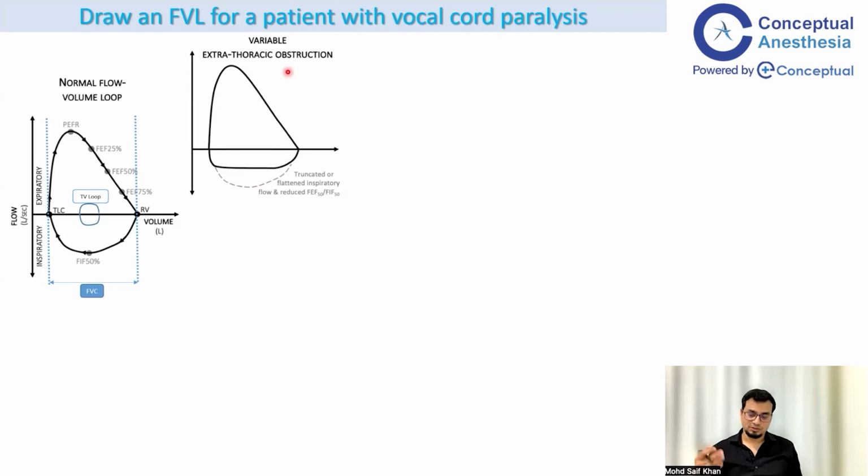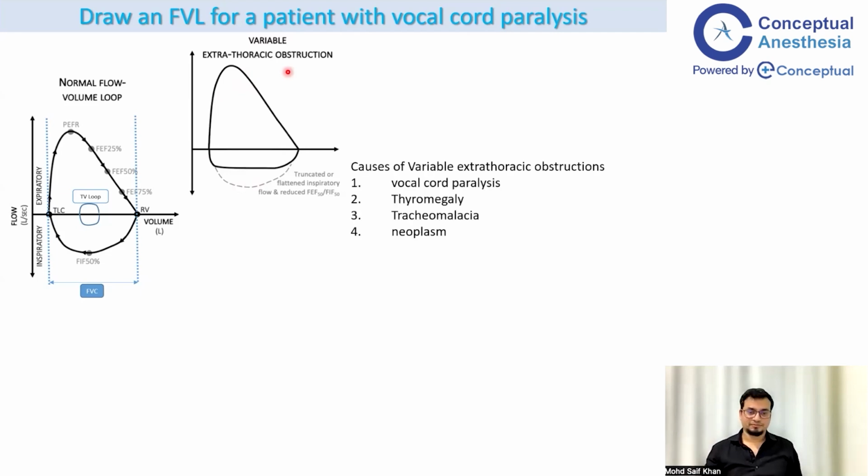So what are the various causes of extrathoracic obstruction? Vocal cord paralysis is one of the causes. There can be thyromegaly, tracheomalacia. Tracheomalacia is obviously a cause of variable obstruction. Sometimes there will be obstruction, sometimes there may not be obstruction. And neoplasm. Okay, so anything can cause variable extrathoracic obstruction, but vocal cord paralysis is the most common cause. Okay. A vocal cord tumor can also lead to it, but that will cause a fixed type of extrathoracic obstruction, not a variable one. So remember all these causes.